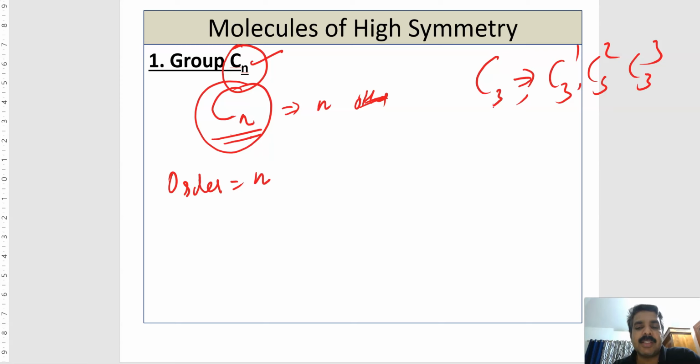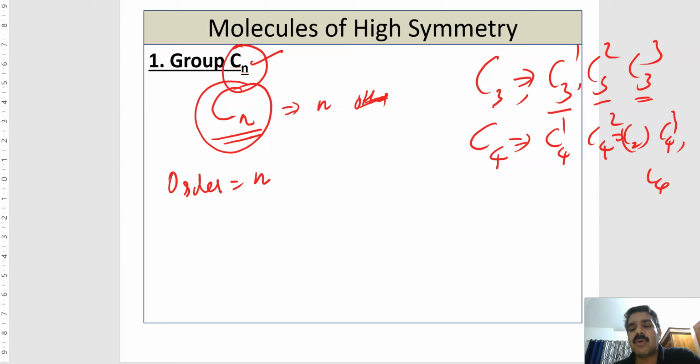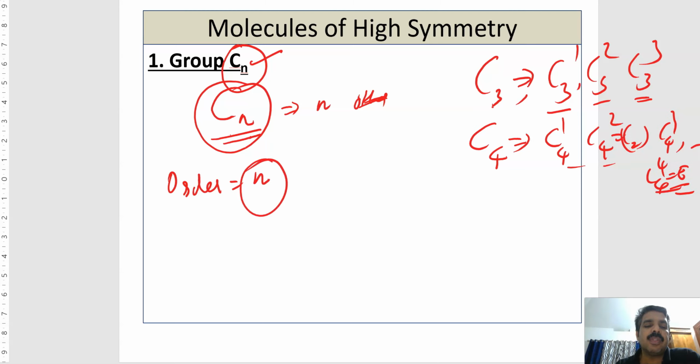For example, if C3 is present, it contains inherent symmetry operations like C3^1, C3^2, C3^3. If a molecule contains C4, it must always contain C4^1, C4^2, that is C2, and C4^3 and C4^4. C4^4 is actually E. So there are 4 symmetry operations. Therefore, the order of this type of point group is n. Okay, I think you are clear.